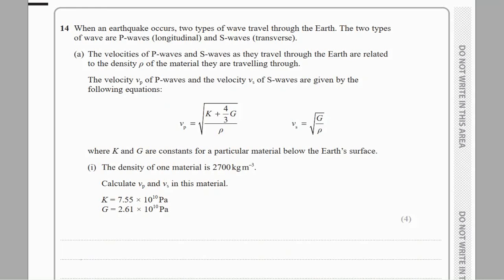The velocity Vp of P waves and the velocity Vs of S waves are given by the following equations, and the two equations are given, where K and G are constants for a particular material below the surface. The density of one material is 2700 kg per meter cube. Calculate Vp and Vs in this material.